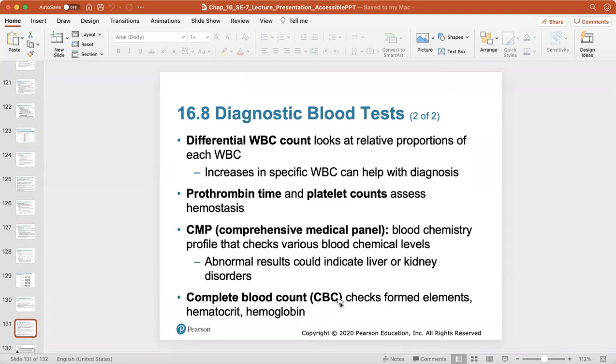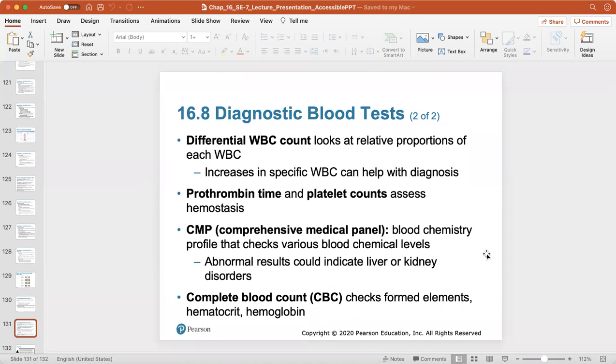Other diagnostic blood cell tests: differential white blood cell count looks at the relative proportion of each type of white blood cell. Prothrombin time and platelet counts assess hemostasis. CMP is the comprehensive metabolic panel, and complete blood count checks for formed elements, hematocrit, and hemoglobin.